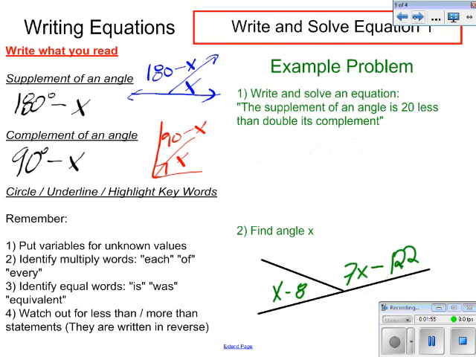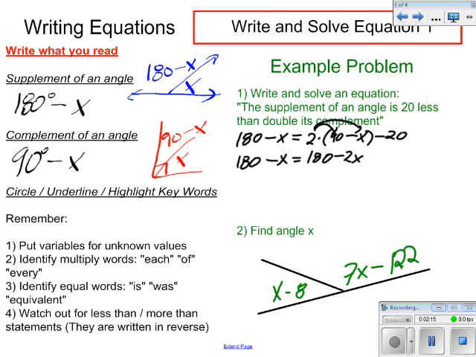Alright, so let's look at the first one again. Let's write down our equation. The supplement of an angle, so 180 minus x, equals double its complement, and 20 less than that. So double. So you'll see parentheses, so you should distribute. And then from there you just basically balance.